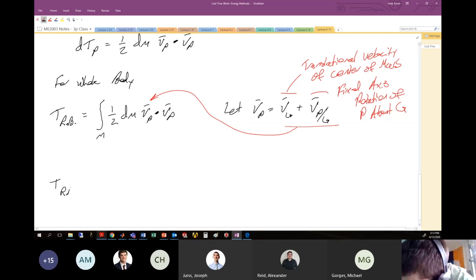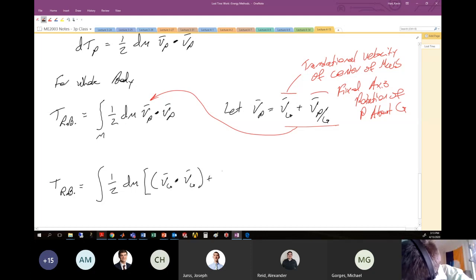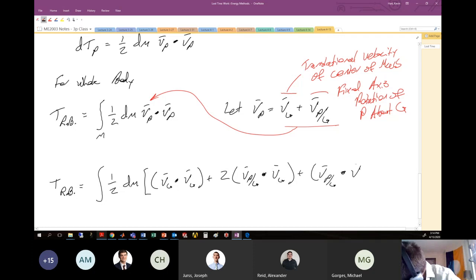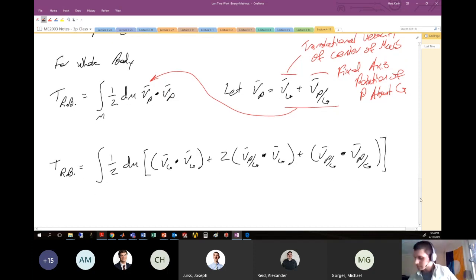The kinetic energy of the rigid body is equal to the integral of 1/2 dm of, after foiling all of this out, the velocity of point g dotted with the velocity of point g, plus 2 times the velocity of point p relative to point g dotted with the velocity of g, plus the velocity of point p relative to g dotted with the velocity of point p relative to point g. And this is about where we left off.